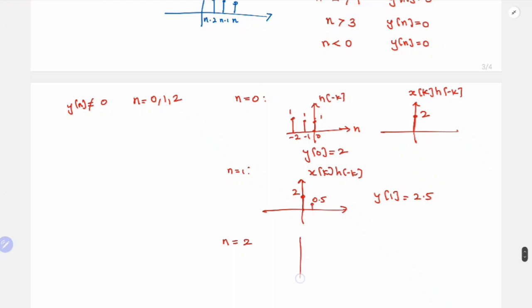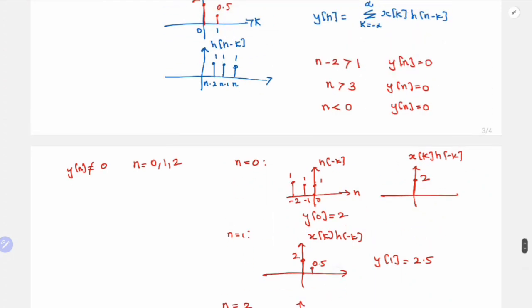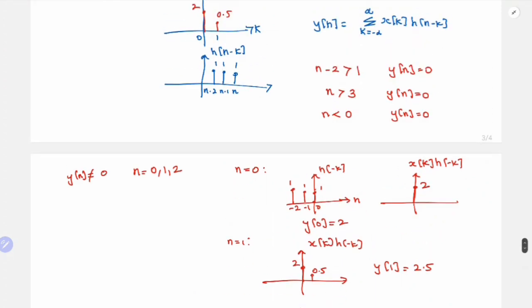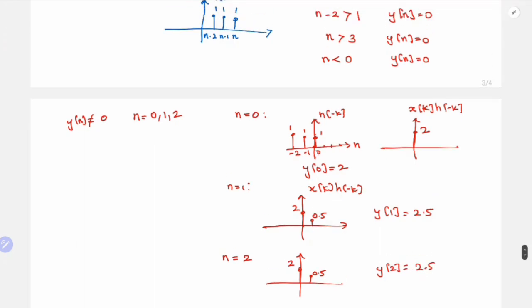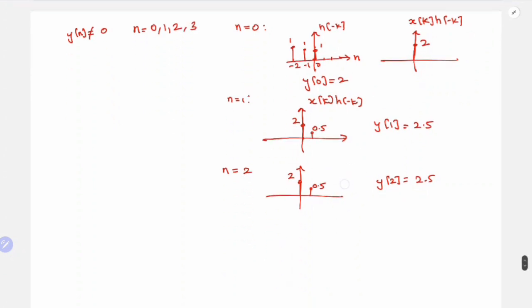And at n equal to 2, what happens? So your h of minus k will actually start from origin and will have these 3. So again it will overlap with this 2 and 0.5. So I'll have 2 and 0.5. So again my y of 2 is equal to 2.5, right? And for n greater than 3 only it is 0. So it is not 0 for n equal to 3 also.